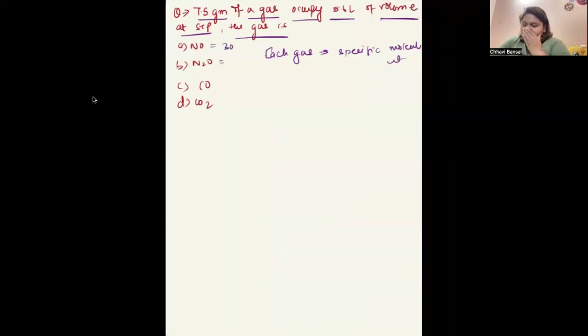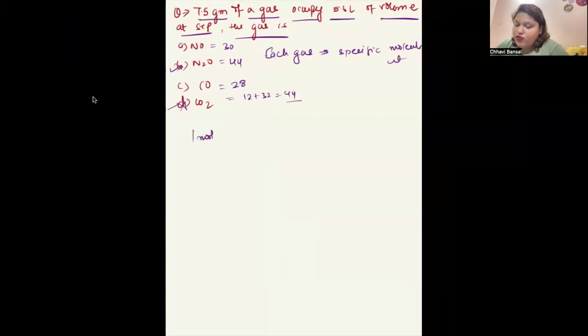N2O is 16 plus 28, 44. For CO, it is 12 plus 16, 28. And then CO2 is also 12 plus 32, 44. Right? So obviously B and D are not the correct options. Either A or C are the correct options, because this is the only way to find out which gas it is. Okay. Now let's see.